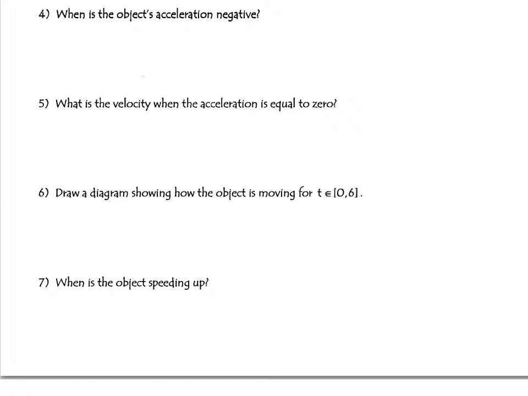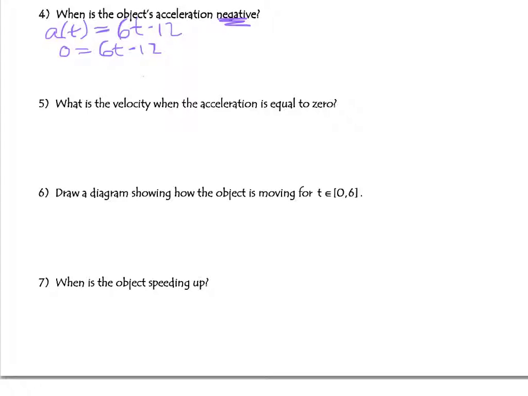And number 4, it asks, when's the object's acceleration negative? We've already figured out an equation for the acceleration. That one was 6t minus 12. So again, in order to find out when it's negative, we're going to have to figure out when it's 0 first. So the acceleration, we're going to set equal to 0.